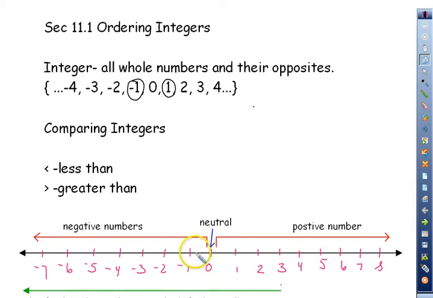But to your left are your negative numbers. -1, -2, -3, -4, -5, -6, -7, and the further down you go, and again it's infinite, the smaller the number is. If the numbers are anything going to the left, the smaller it is. So the further left you go, the smaller the number will be.